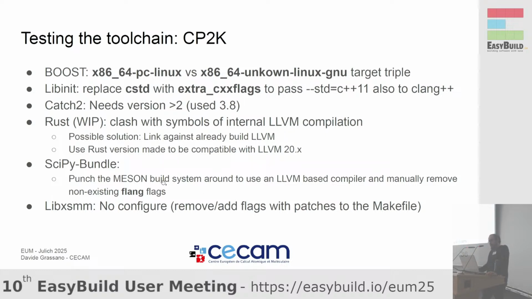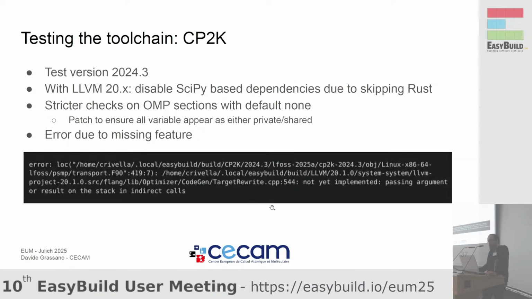I ended up punching around a lot at the Meson build system to make it recognize the Flang compiler, and at the end, just to move forward, I decided to take the output of Meson and manually write in the EasyBuild file a patch to remove all the stuff that is not supported by Flang. It might be an easier solution once Meson properly recognizes Flang, I guess. There are also some libraries where there is no configure and you have to write your own makefile, but that's, I guess, true for any toolchain.